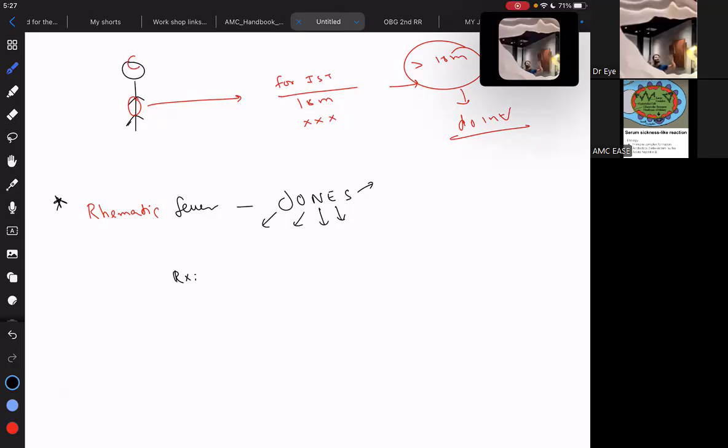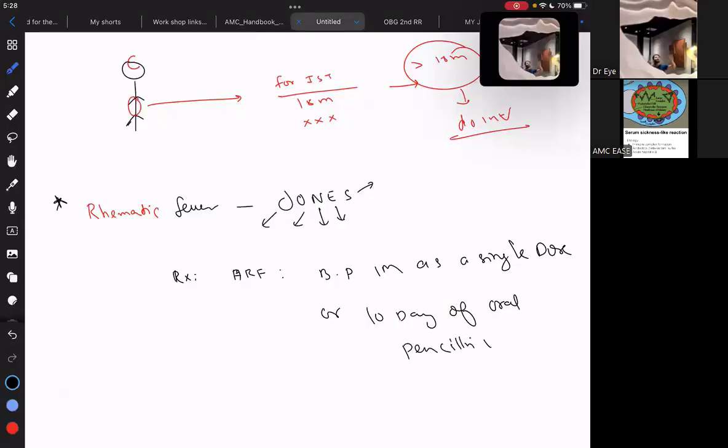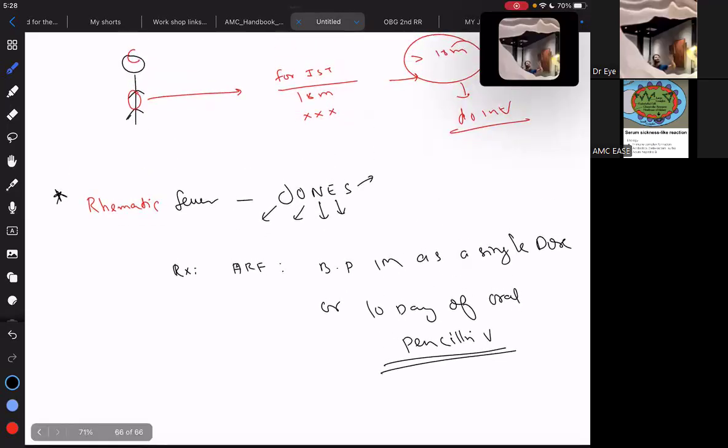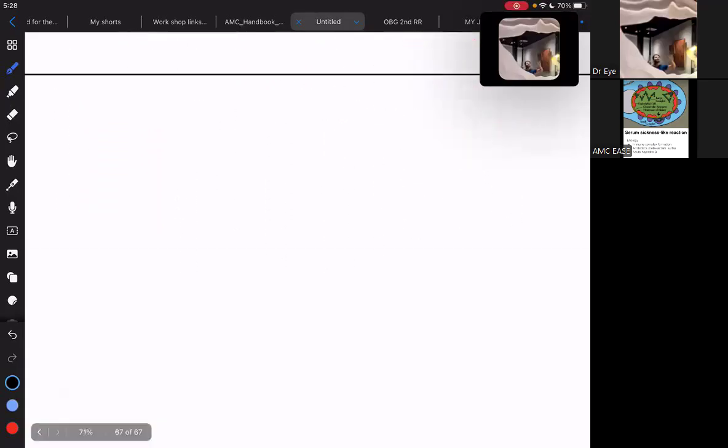Now, what is the treatment for acute rheumatic fever? The treatment is benzathine benzyl penicillin IM as a single dose, or 10 days of oral penicillin V. For rheumatic fever, benzyl penicillin as a single dose, or 10 days of oral penicillin V.